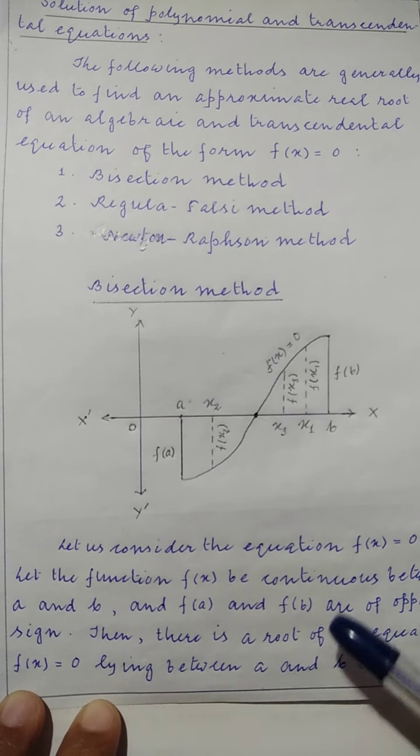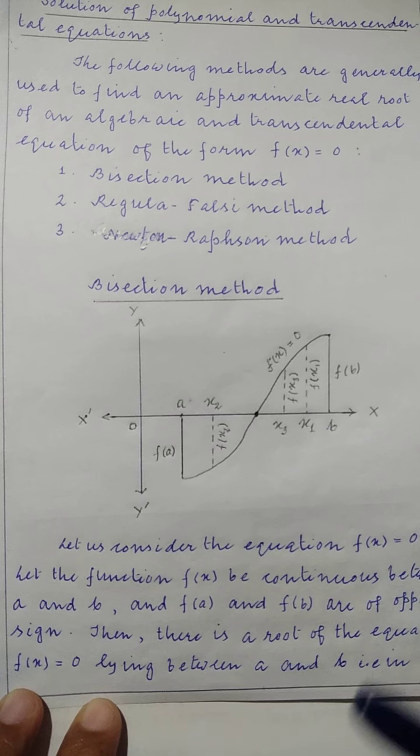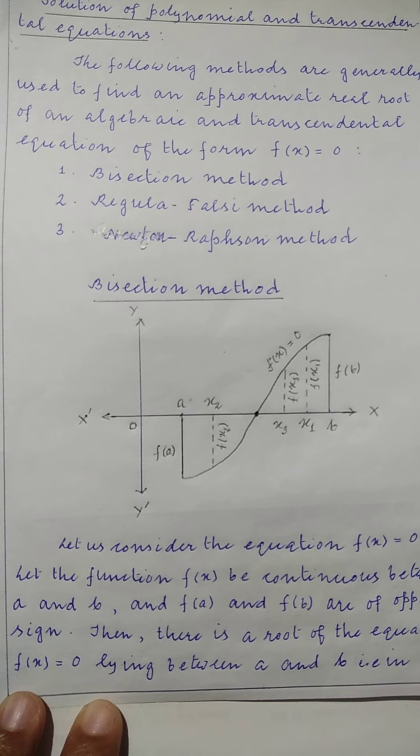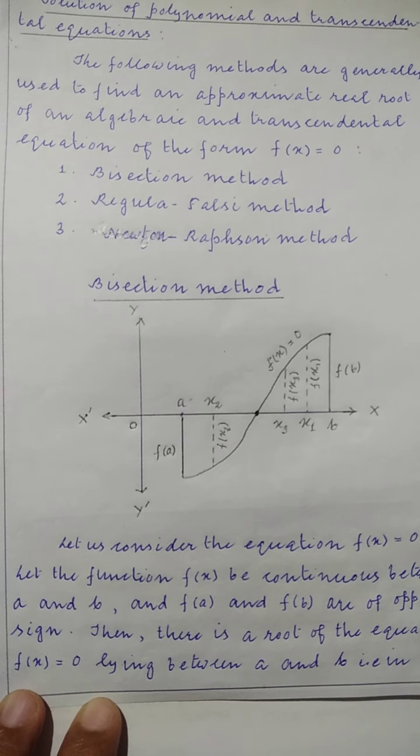In the next class, I'll take some examples and show how to use the bisection method to find an approximate root of the equation. Hope it is understandable. Thank you.